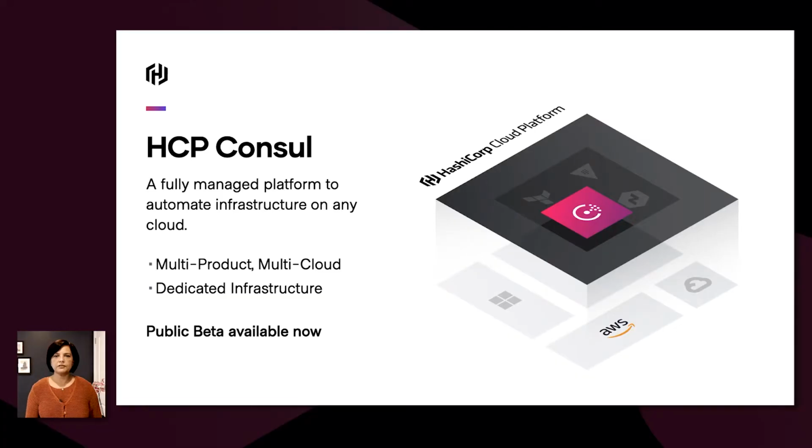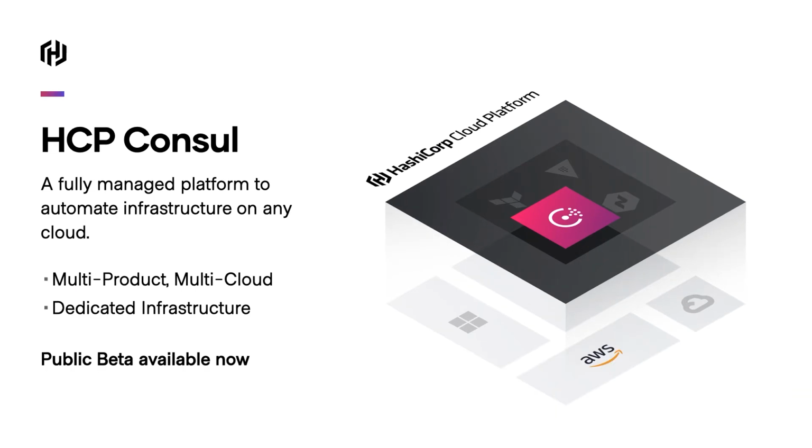Enterprises who use multiple products or for whom multi-cloud is becoming a necessity have expressed interest in platform solutions. Demand for cloud services is also rising across the application infrastructure market in general. In response to the demand and to meet the needs of HashiCorp customers more holistically, we are introducing HCP as a multi-product, multi-cloud platform. HCP will enable customers to auto-provision fully managed product infrastructure on any cloud. To date, there are over 1,000 signups and public beta of HCP Consul is available now.